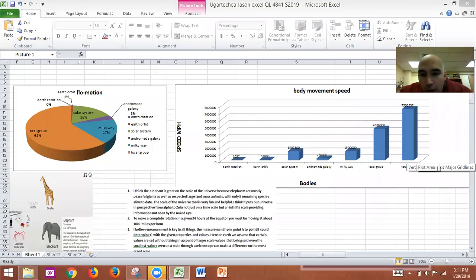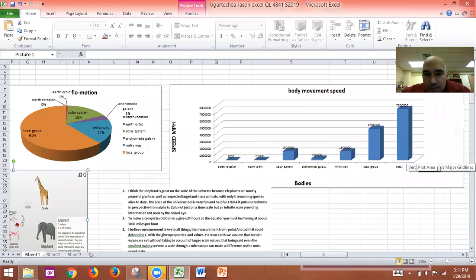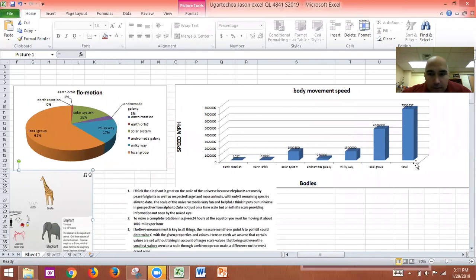And here we have the body movement speed, and it shows all the locations for the numbers here for Earth's rotation, Earth's orbit, solar system. It's just broken down on a different scale here, as you can see.